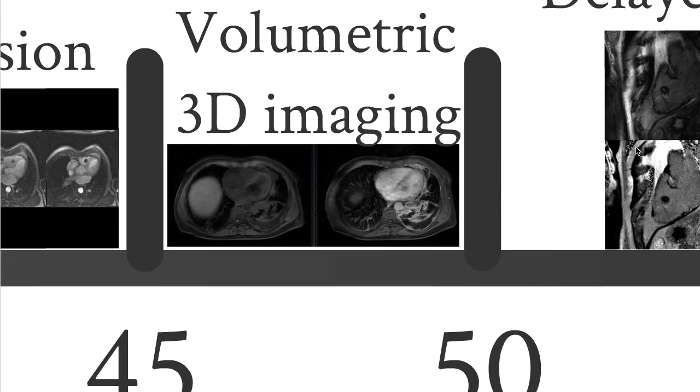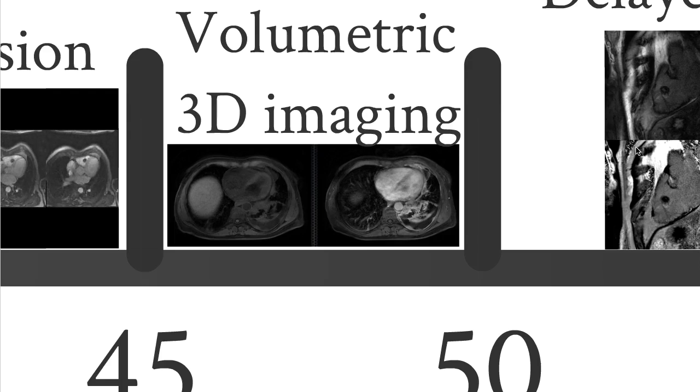We can also do volumetric 3D imaging, so we can acquire images of the entire chest. So here we have a patient that has nodular pleural thickening, which is enhancing. So this is pre-contrast, post-contrast. And this was a breast cancer patient, but we can see this in lung cancer patients as well. So we get an idea of what's the involvement of the rest of the chest.